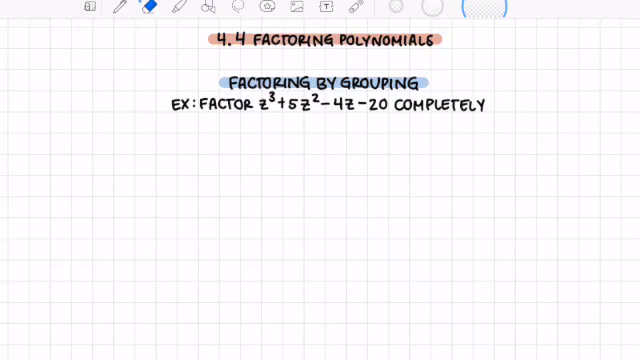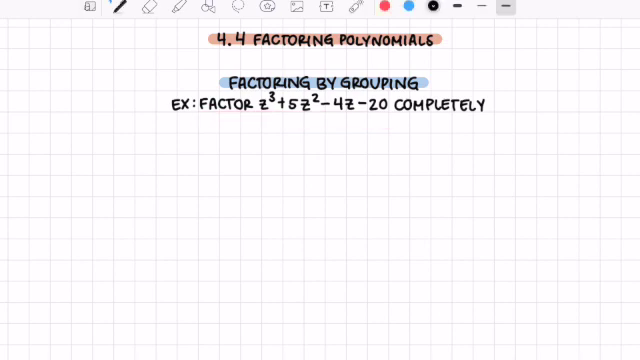Hi guys, so today we're going to be looking at Chapter 4, Section 4, Factoring Polynomials. We're going to first start off with factoring by grouping. So, for factoring by grouping, let's say we have the example, factor z to the power 3 plus 5z to the power 2 minus 4z minus 20 completely.